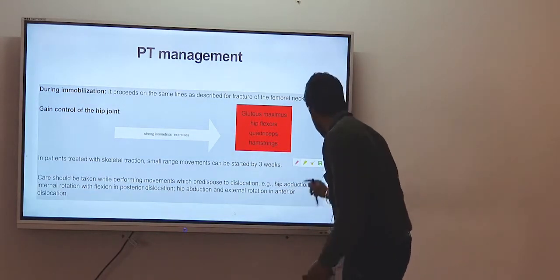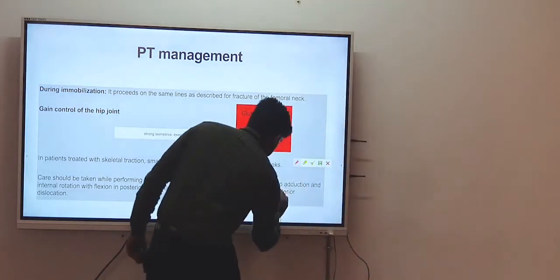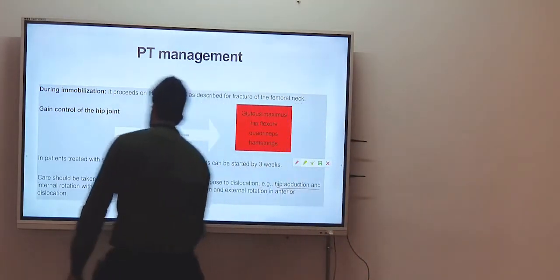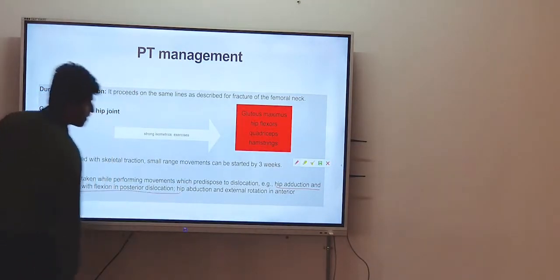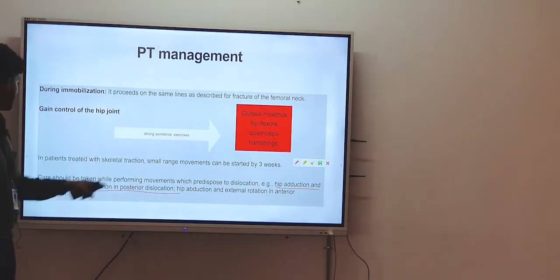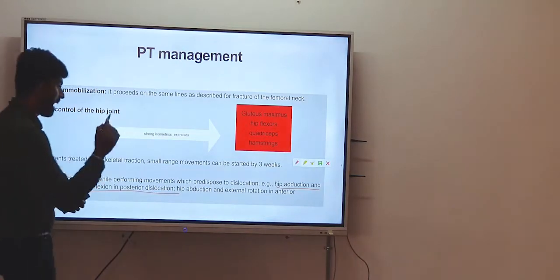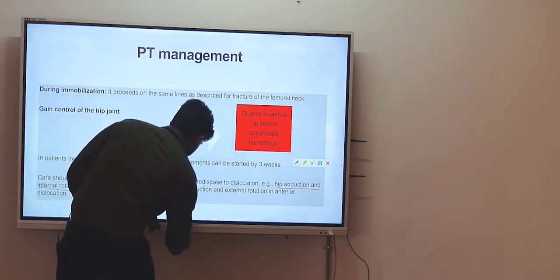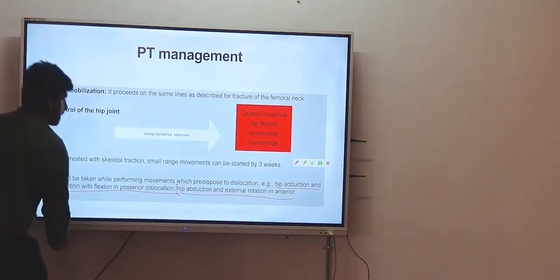Hip adduction and internal rotation with flexion in posterior dislocation. If a person had a posterior dislocation, hip adduction and internal rotation have to be taken care of. That I have discussed in the last class. And here is the point: hip abduction and axial rotation in anterior dislocation.